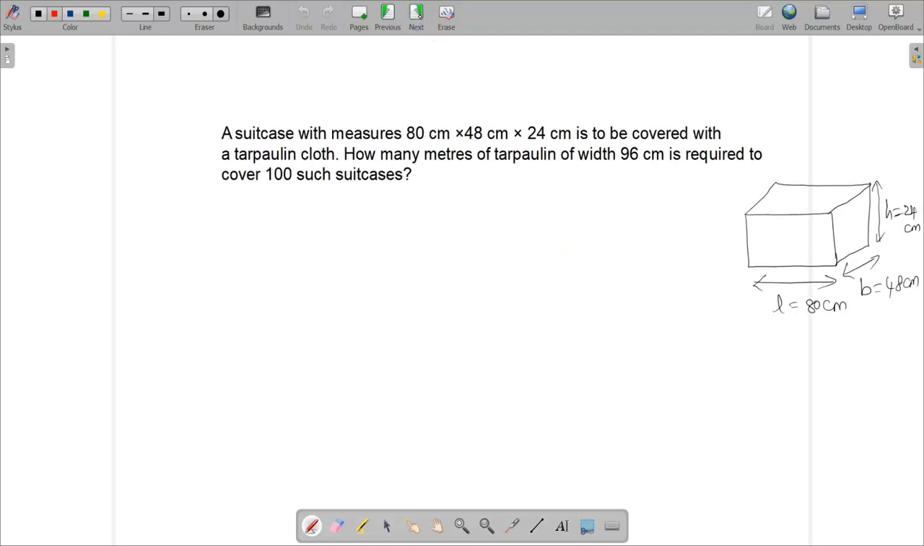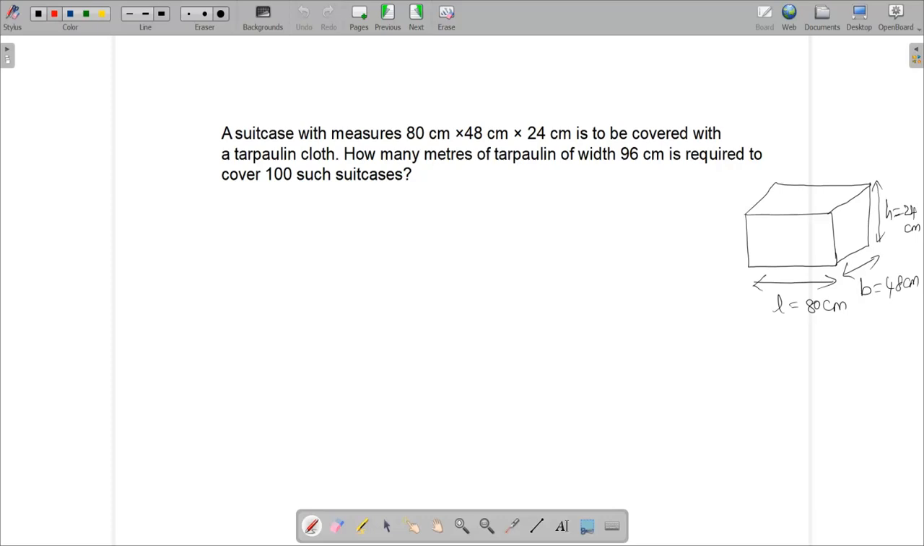The question is: a suitcase measuring 80 centimeter, 48 centimeter and 24 centimeter is to be covered with tarpaulin cloth. How many meters of tarpaulin of width 96 centimeter is required to cover 100 such suitcases? So actually a suitcase is of cuboid shape. For the cuboid we have three different measures: length is 80 centimeter, breadth is 48 centimeter and height is 24 centimeter, which is given. And they are saying 100 such suitcases are there.